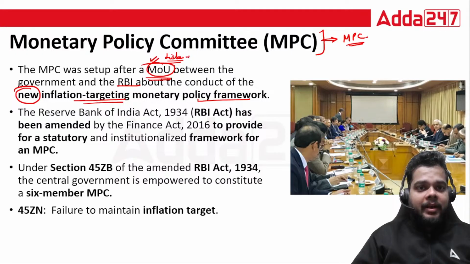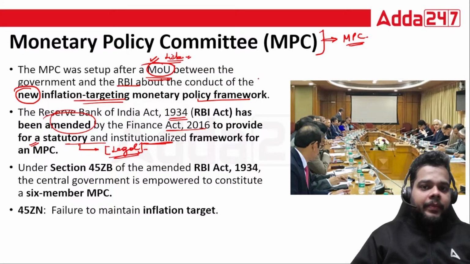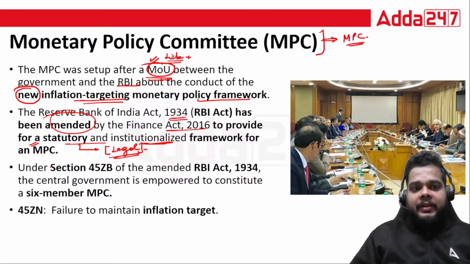It is having direct liability to the country, and this liability is defined where? In the RBI Act. So the Reserve Bank of India Act 1934 has been amended by the Finance Act 2016 to provide for a statutory institutionalized framework for an MPC. So whenever we say that a statutory framework has been implemented, it simply means that there are certain legal terms and conditions involved in the implementation or the failure to implement your monetary policy.